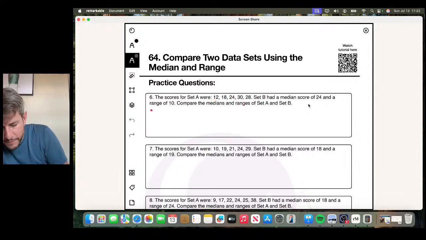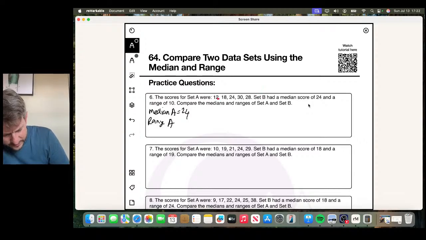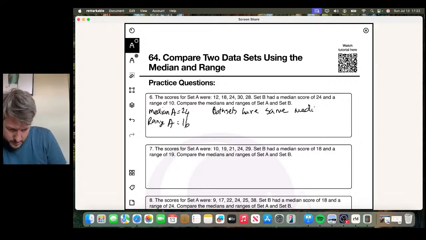So for set A, the median for A equals 24, and the range for A is the difference between the highest and the smallest. So that's 16. Okay, so they've got the same median, and set A has a larger range. Both sets have the same median. A has a larger range.